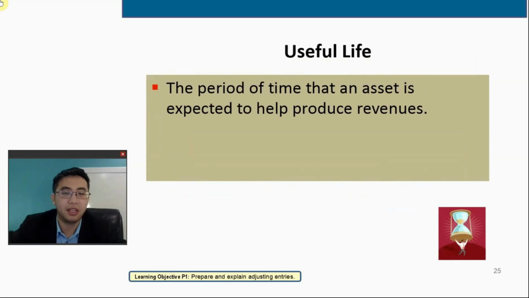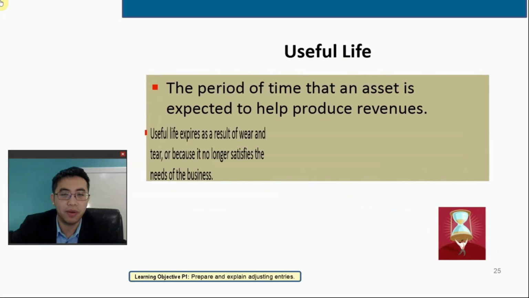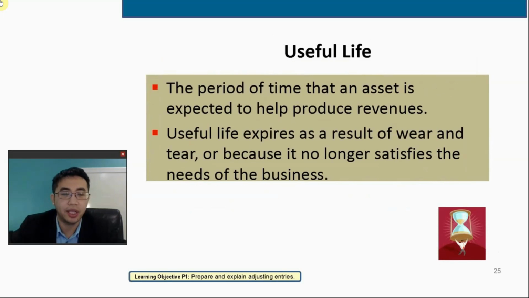So useful life, again, is the period of time that assets are expected to help produce revenues. And it can expire. We're talking about these assets: buildings, equipment, vehicles. They can be worn out because they will no longer satisfy the needs of the business. You can either replace it, you can just toss it, or you can sell it in the secondhand market.